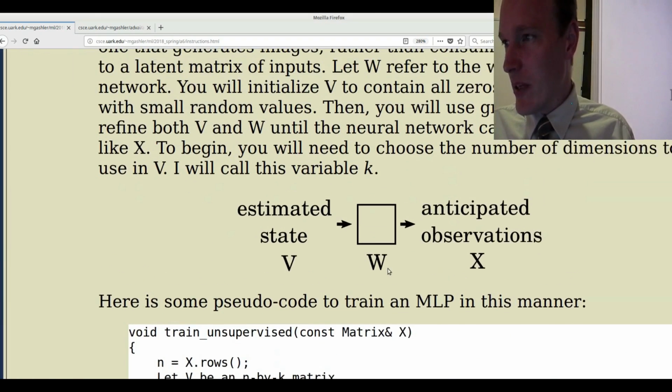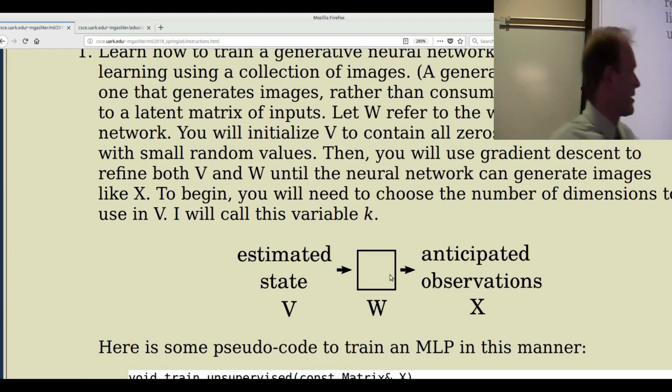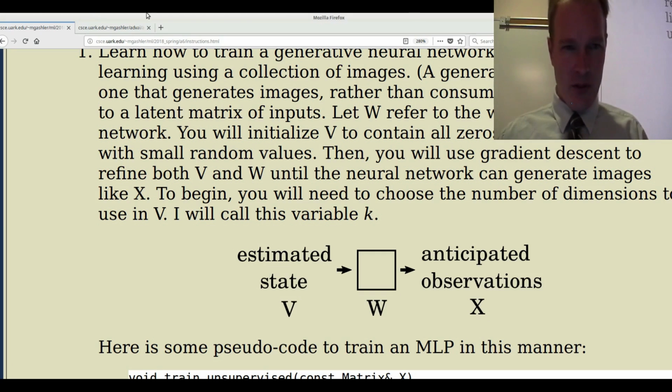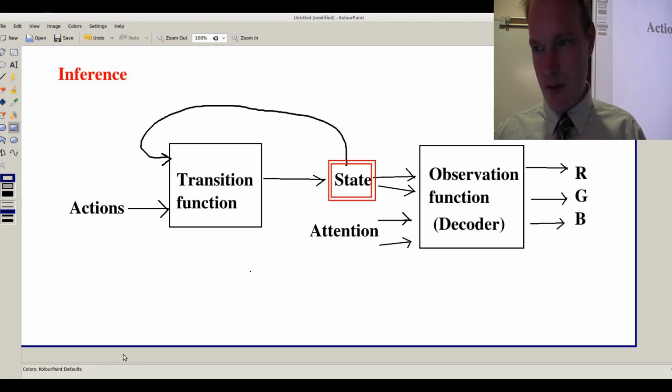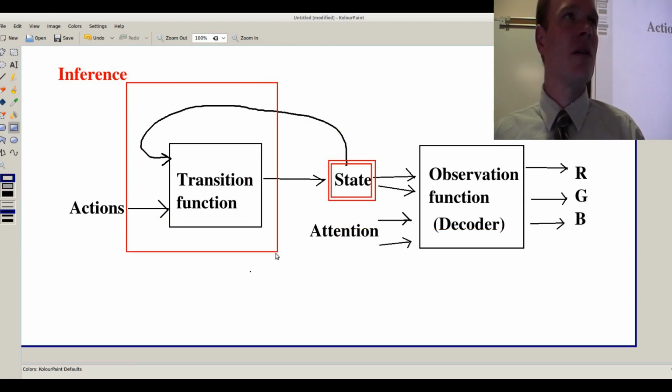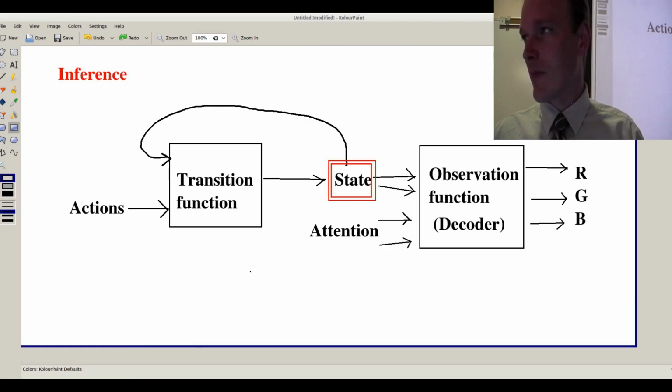Okay, so imagine we have this model here. This represents the observation function of your neural network, or of your model. I'm going to describe to you now how we're going to train the observation function. In other words, first we're going to train this part. Then after we're done, then we're going to train that part. Okay.